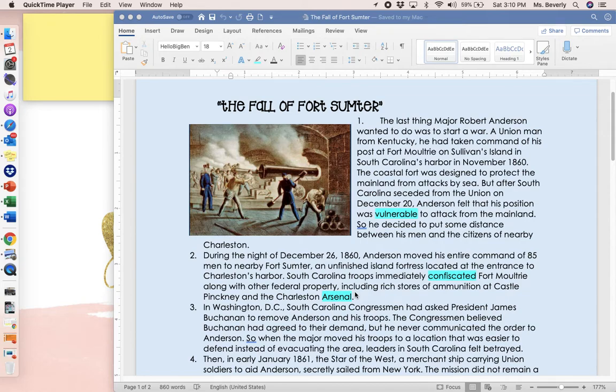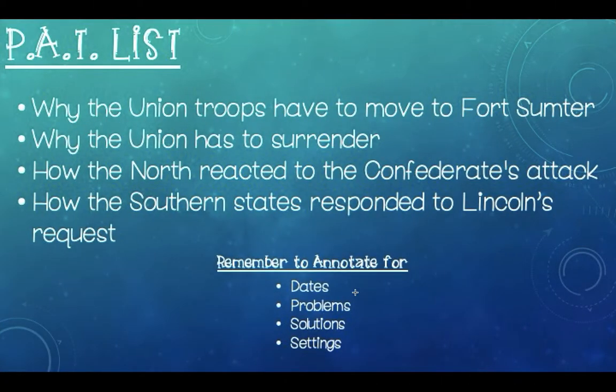Go ahead and just read together for the first three paragraphs. So again, as we're gisting, we're keeping these things in mind because this is going to help us to better understand the ideas that are presented in the text. So again, why the Union troops have to move to Fort Sumter, why the Union has to surrender, how the North reacts to the Confederate attack, and how the Southern states respond to Lincoln's request.